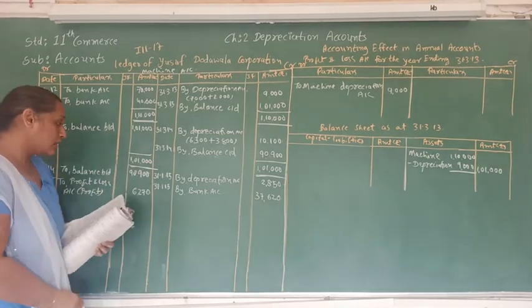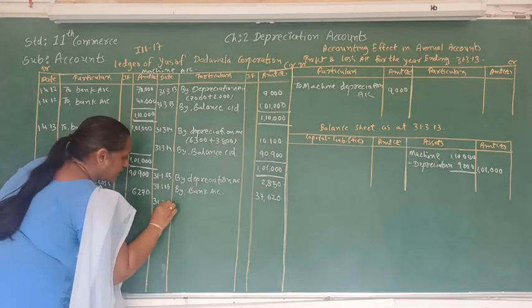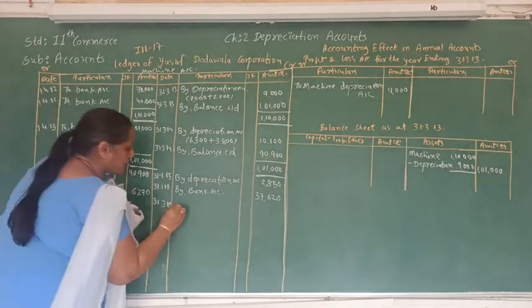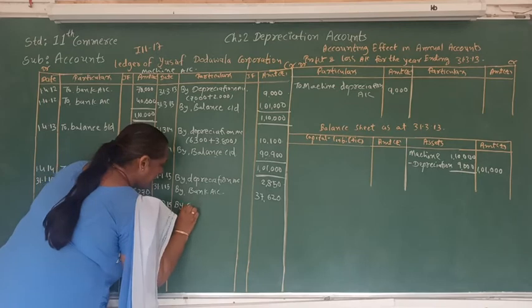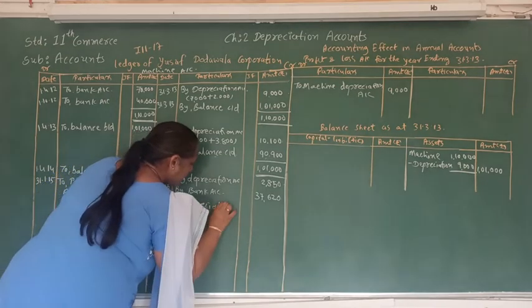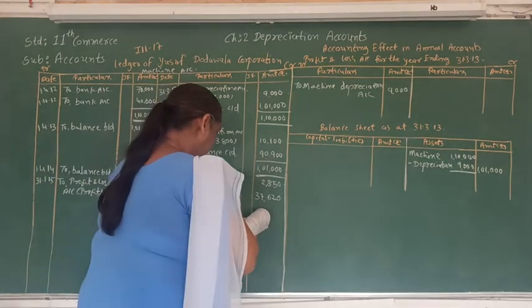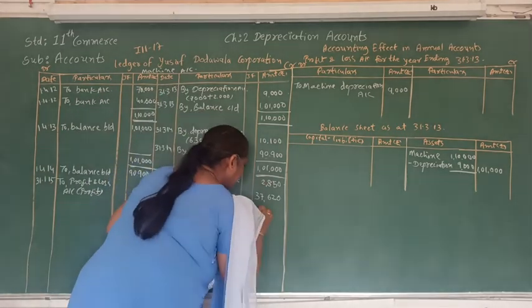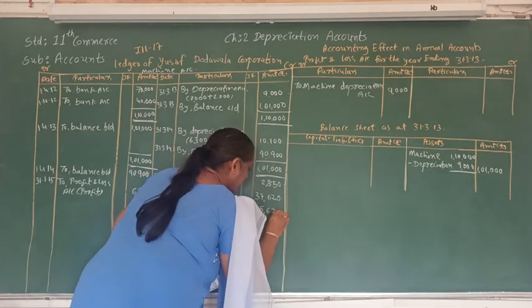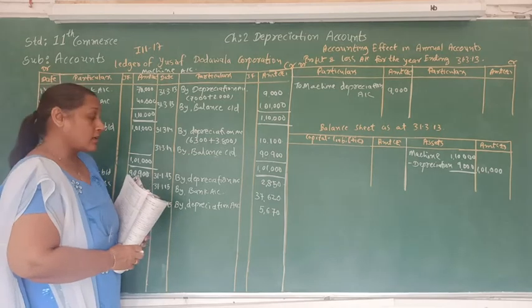Now, at the year ending, that is on 31/3/15, we are going to provide depreciation for the second machine, and that depreciation amount is depreciation account, and the amount of depreciation is 5,670. So this is the depreciation amount for the second machine.